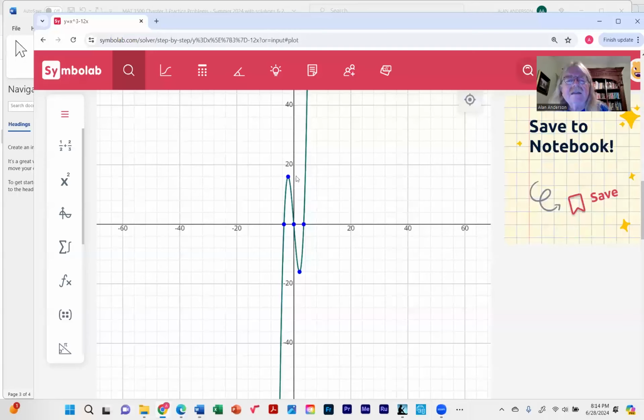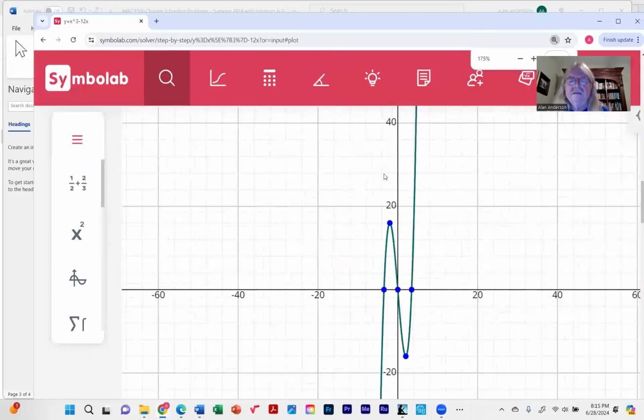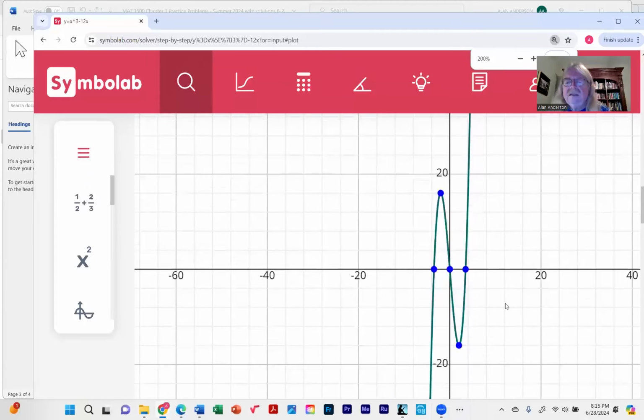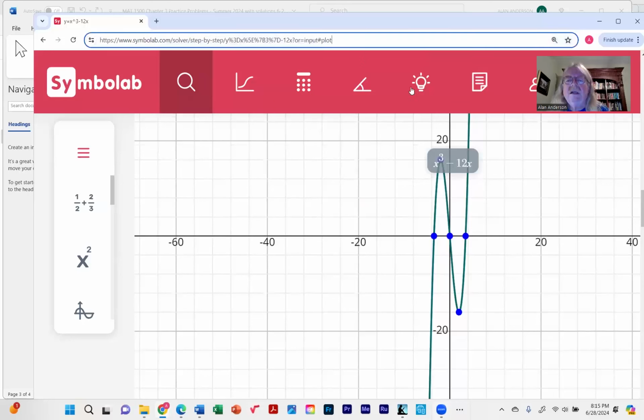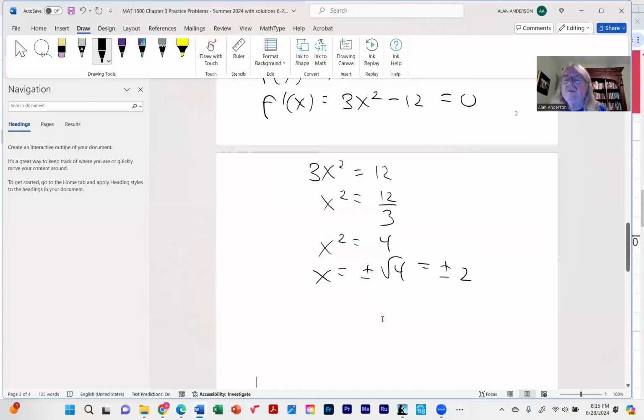And you can kind of see, it's a little tight here, but you can see that it agrees with us. -2 is here, +2 is here. And now they're telling us that we have a minimum and a maximum, but we need to figure it out ourselves. So we can apply the first derivative test.